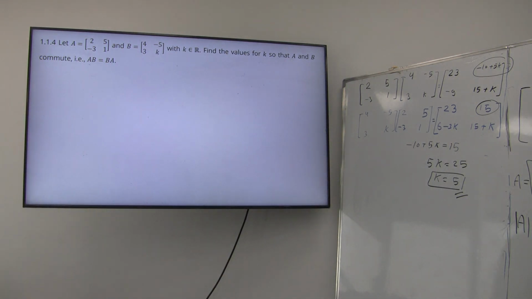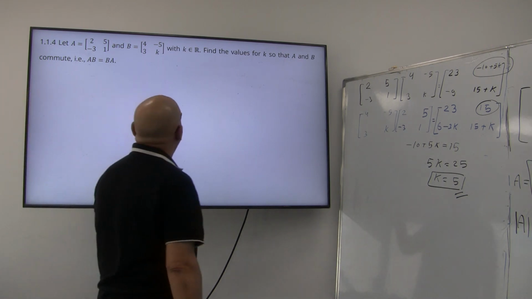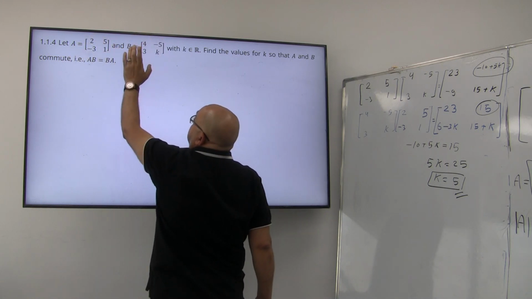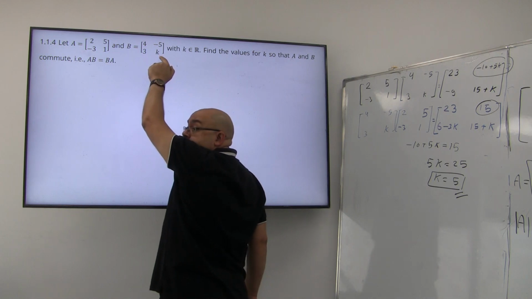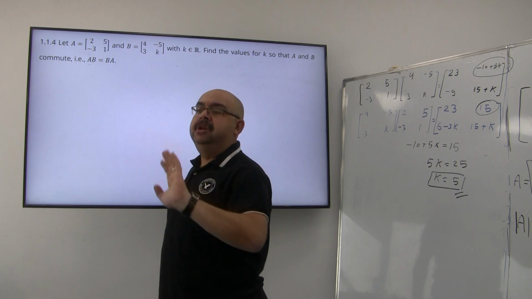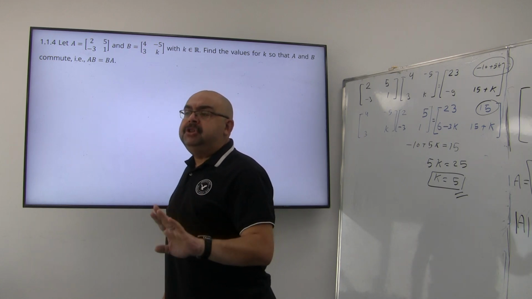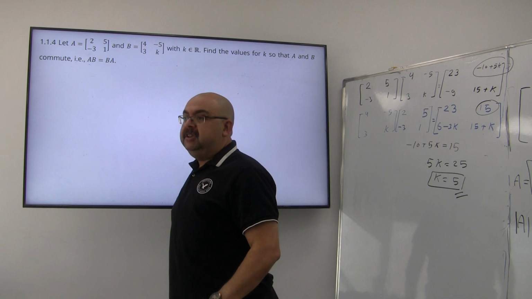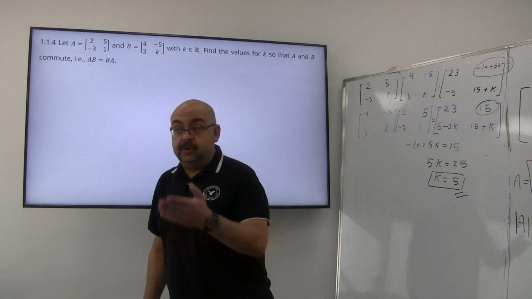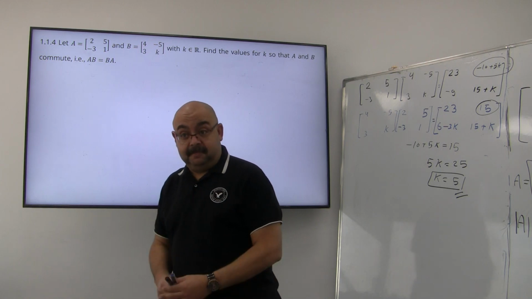Just stating AB equals BA defies the logic of matrices, and this is a special case. If this matrix is [2, 5; -3, 1] and this one is [4, -5; 3, 5], these two matrices will commute. Remember that in general, matrix multiplication is not commutative, but in special cases, it is. And that's a special case. Okay?